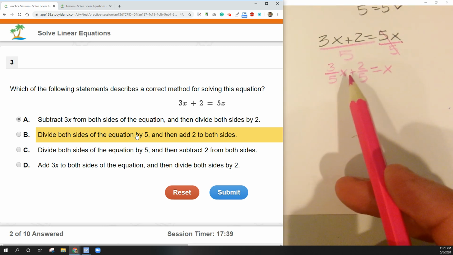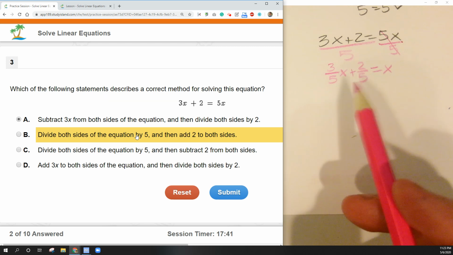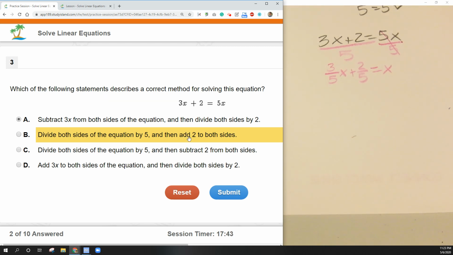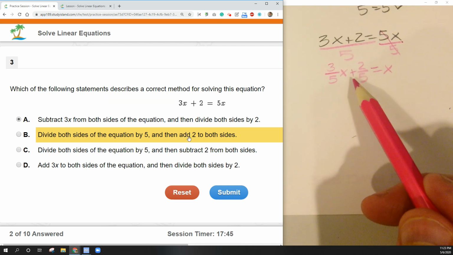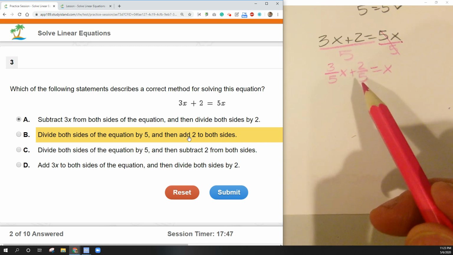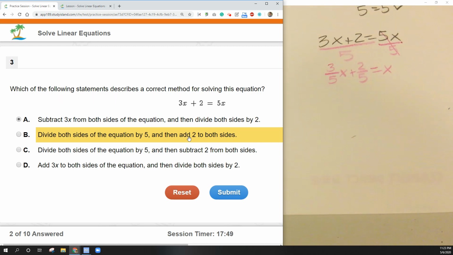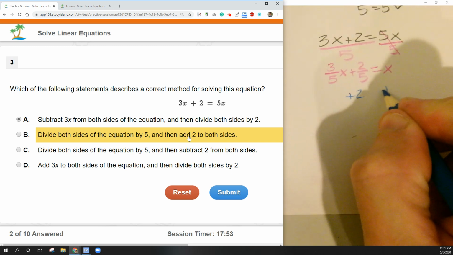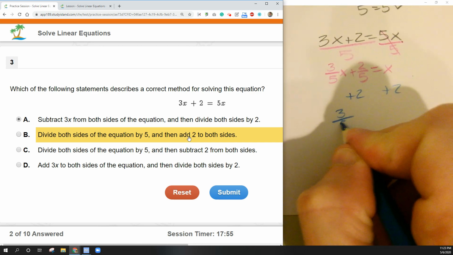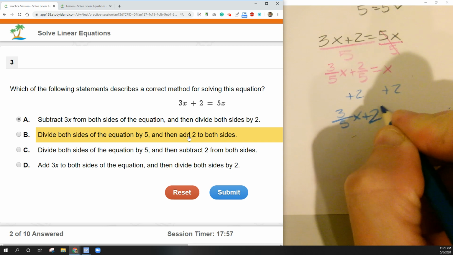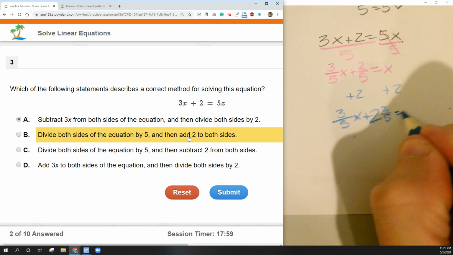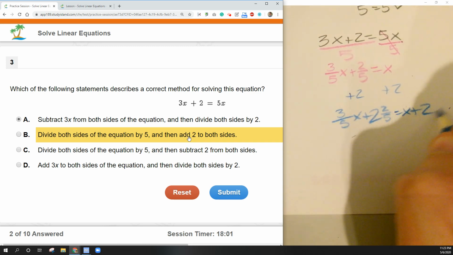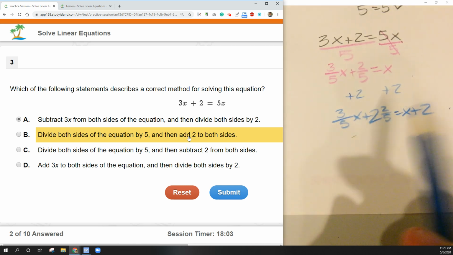Well, 3/5 x plus 2/5 equals x. Now it's not very clean anymore. Next it says add 2 to both sides, and that doesn't do anything because this isn't even a 2 anymore. It's 2/5. So this is clearly wrong. If I went to add 2 next, I would just have plus 2 on that side, plus 2 on that side. It would be 3/5 x plus 2 and 2/5 equals x plus 2. So that doesn't do any good in getting us to solve it.